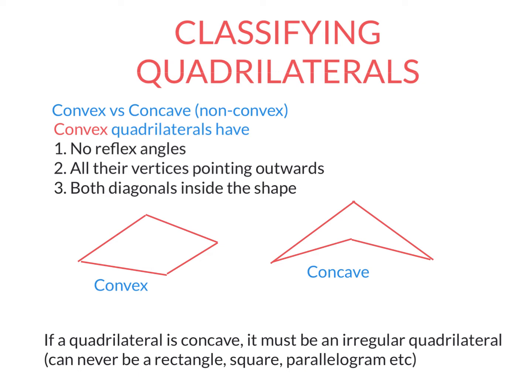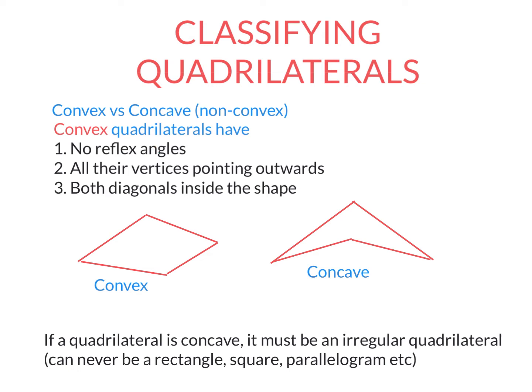But basically, a concave quadrilateral doesn't satisfy any of these. A quadrilateral is concave if it has one reflex angle, if it has one vertex that points to the center of the shape, and it has one diagonal that is outside the shape. So just note, all of these three are logically equivalent. That's a pretty hard concept to understand. It means that if one of these is true, all three of them will be true. You can't have a quadrilateral that has no reflex angles but has a diagonal outside the shape.